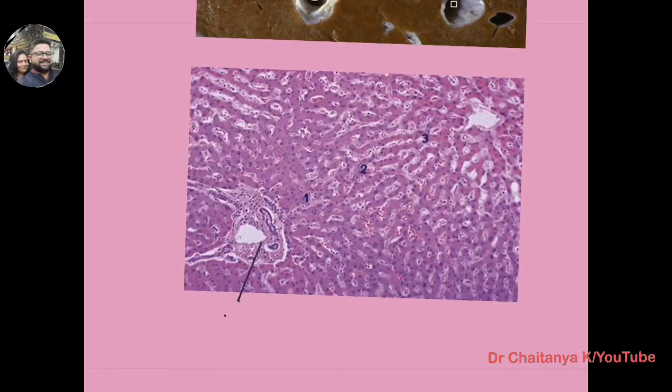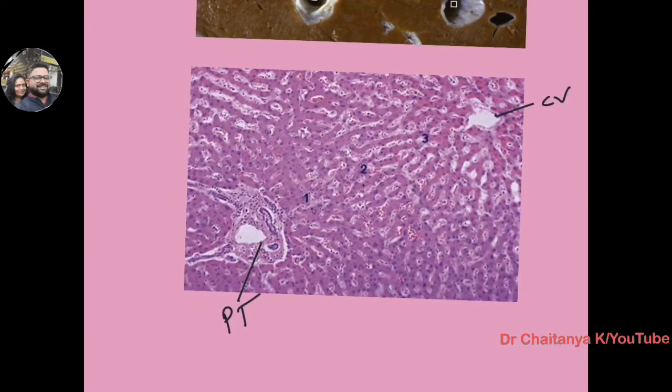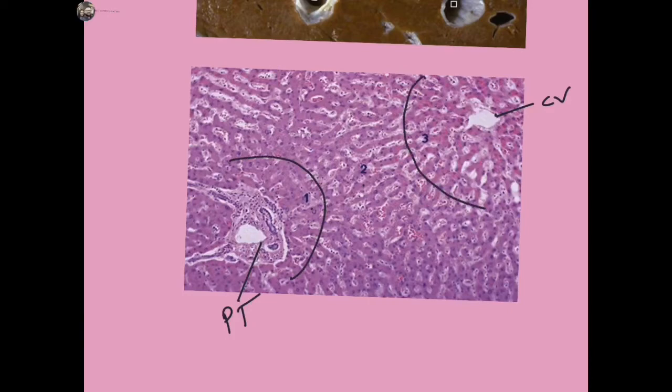This one is a portal triad area, this one is a central vein area, and in between these there are three areas. This is called the periportal area, this is called the centrilobular area, and this is called the mid-zonal area. Basically this portal triad contains the portal vein, hepatic artery and the bile duct, whereas the central vein is called the hepatic vein, which drains into the inferior vena cava.